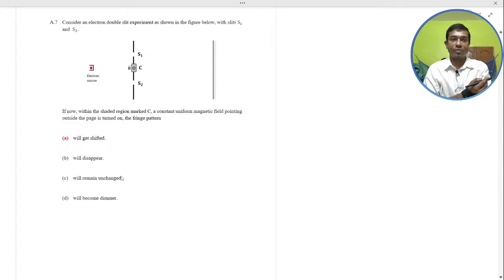Consider an electron double slit experiment as shown in the figure below with slits S1 and S2. If now, within the region marked C, a constant uniform magnetic field pointing outside the page is turned on, the fringe pattern will be what? This is just a theoretical question. This is given from the waves topic: oscillation, wave and optics.